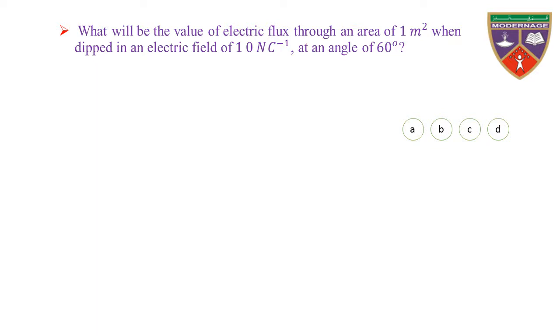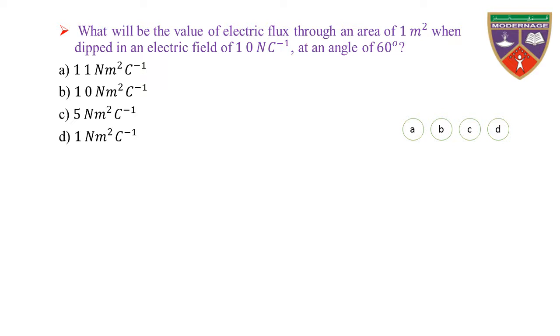What will be the value of electric flux through an area of 1 square meter when dipped in an electric field of 10 Newton per coulomb at an angle of 60 degree? Option A, 11 Newton meter square per coulomb. B, 10 Newton meter square per coulomb. C, 5 Newton meter square per coulomb. D, 1 Newton meter square per coulomb. The key is 5 Newton meter square per coulomb. Therefore, the correct option is C.